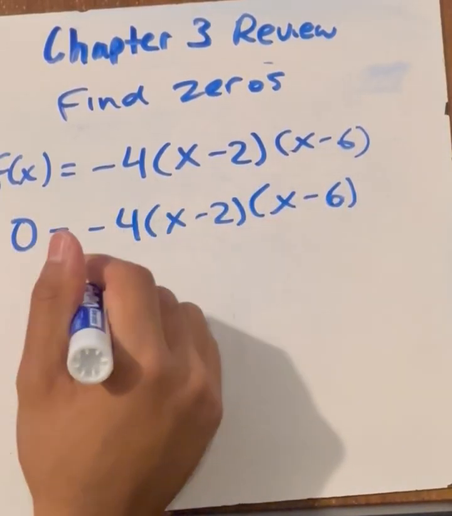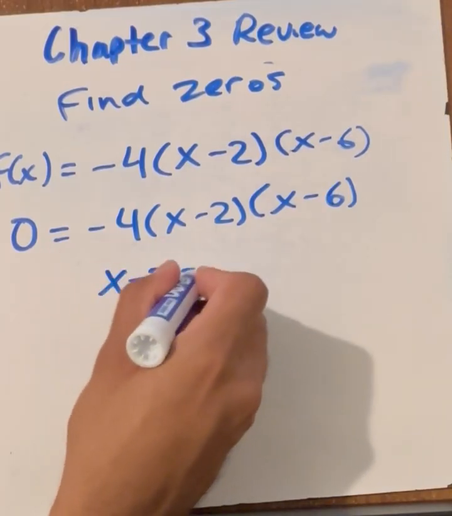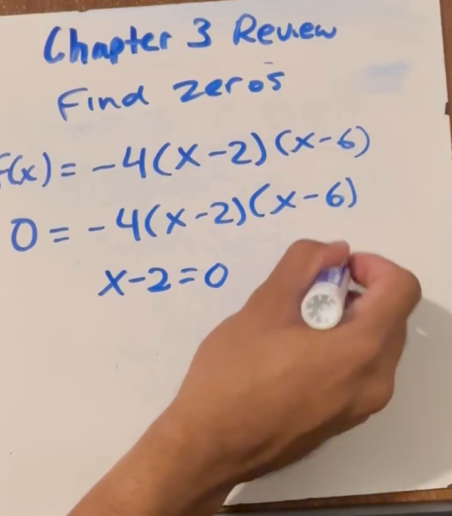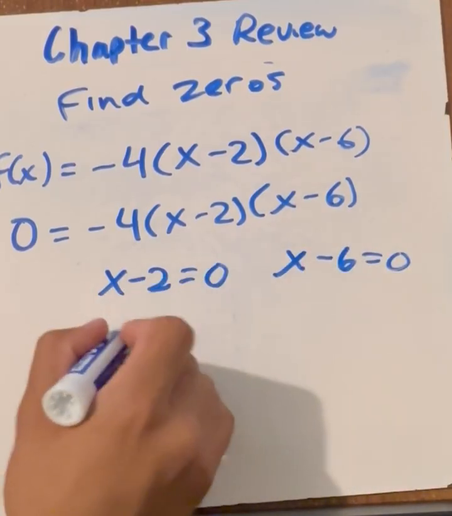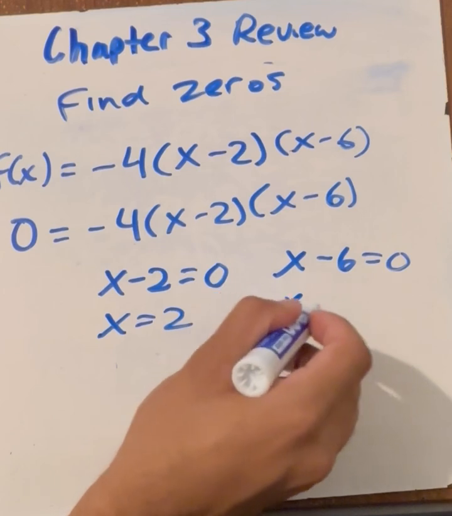And anytime that we see an x, we're going to set that part equal to 0. So x minus 2 equals 0. And x minus 6 equals 0. So if we add 2 to the other side, we get x equals 2. And if we add 6 to the other side, we get x equals 6.